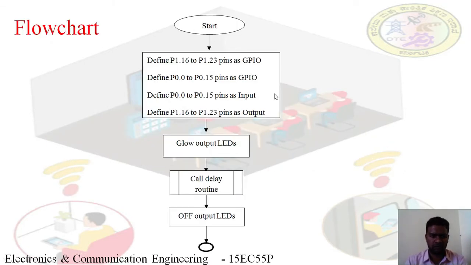Now we shall see the flowchart. So this is the starting part of the flowchart, that is the entry point. Here the pins are defined. Port 1 pins 16 to 23 are defined as GPIO pins. In the same way, port 0 pins 0 to 15 are defined as GPIO pins. So we will define port 0 pins 0 to 15 as input, and port 1 pins 16 to 23 as output. Now we will glow all the output LEDs, give a small delay routine, and then we will put off the LEDs.